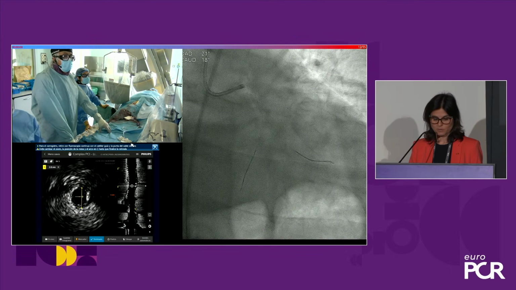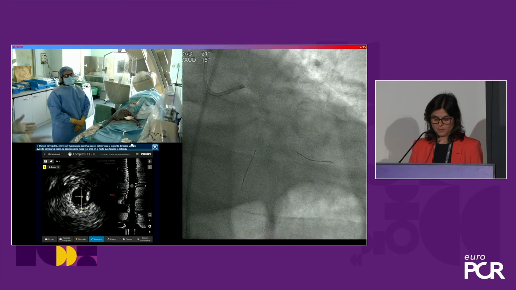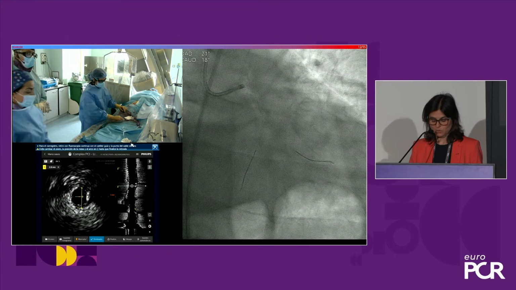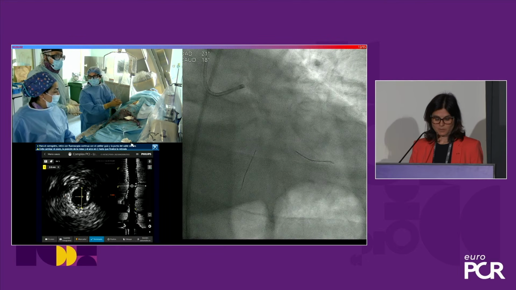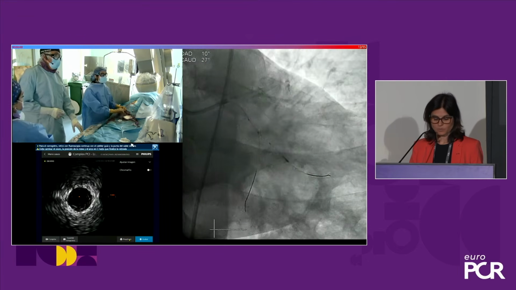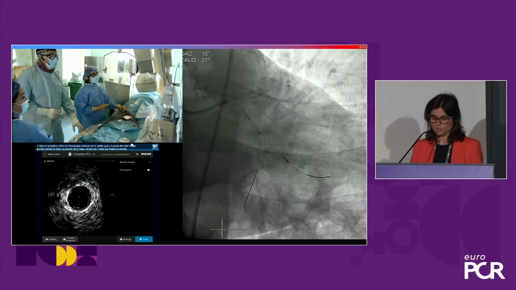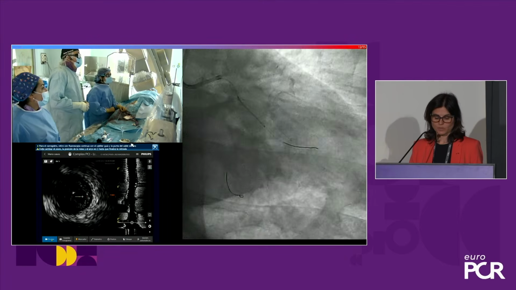So we assessed the vessel with IVUS to understand if there were any good landings. As expected, there was a lot of disease in the vessel. We had to land in an area with some degree of disease. Here we are using again the markers of the IVUS catheter to measure length. This is a very good trick that you can use.